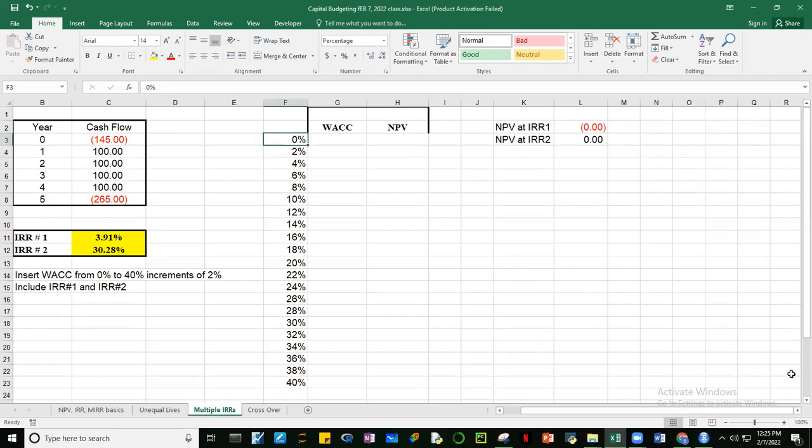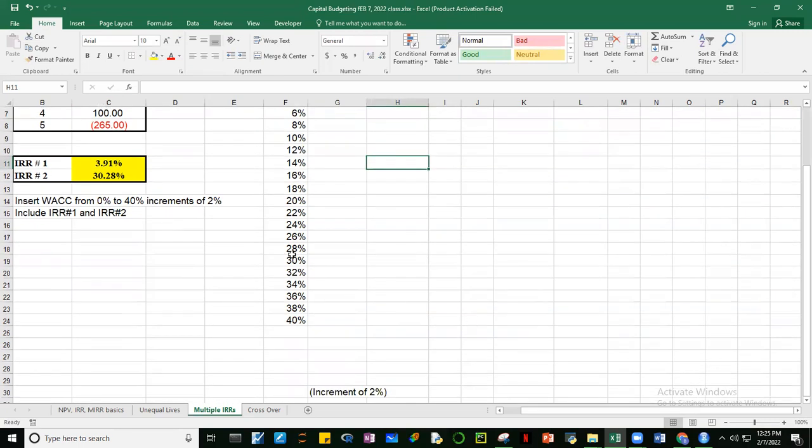We have these figures now. 0% hanggang 40%. Now what we're going to do with this is we're going to insert here yung IRR natin. So see 3.91, that's between 2% and 4%. Okay. Mag-increase ako dito, then it's equal to 3.91%. And then see 30.28, that should be after 30%. This is equal to 30.28%.